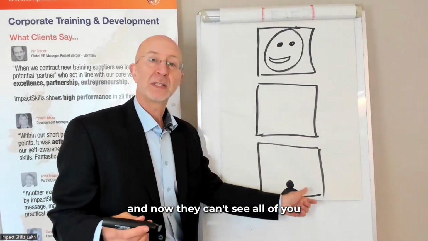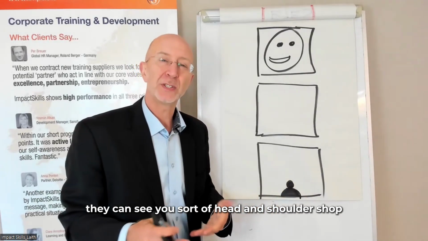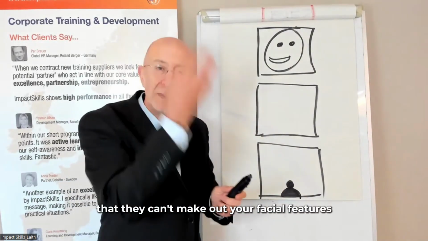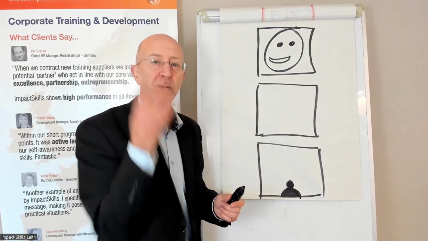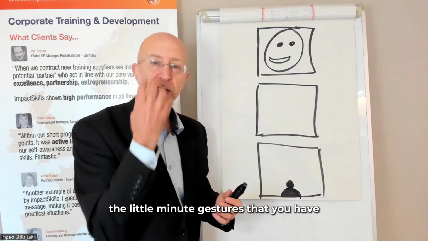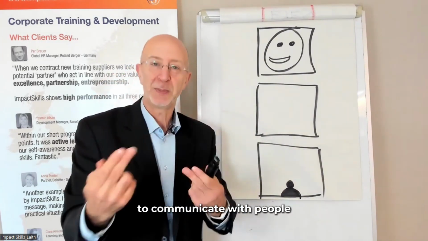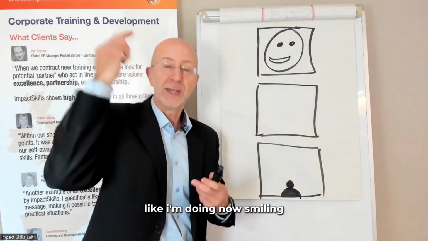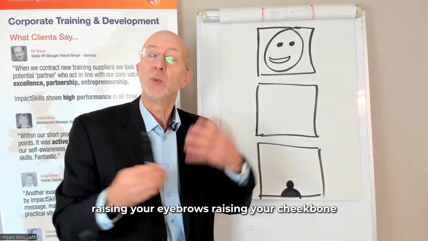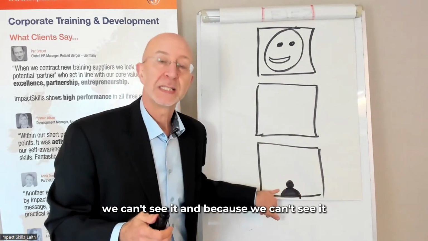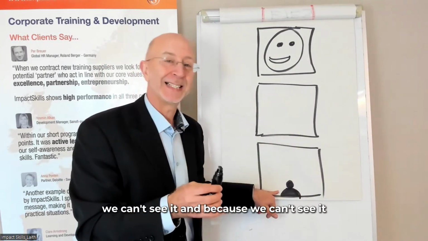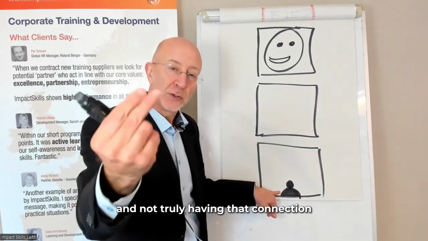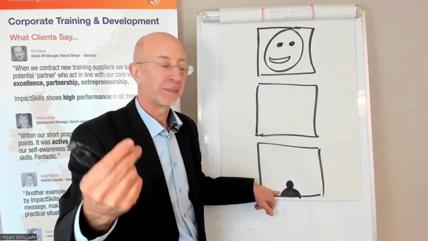And now they can't see all of you. They can see a sort of head and shoulder shot, but you're so small in the lens that they can't make out your facial features or the little minute gestures that you have to communicate with people, like I'm doing now, smiling, raising your eyebrows, raising your cheekbone, whatever it might be. We can't see it. And because we can't see it, you have this feeling of not truly having that connection.